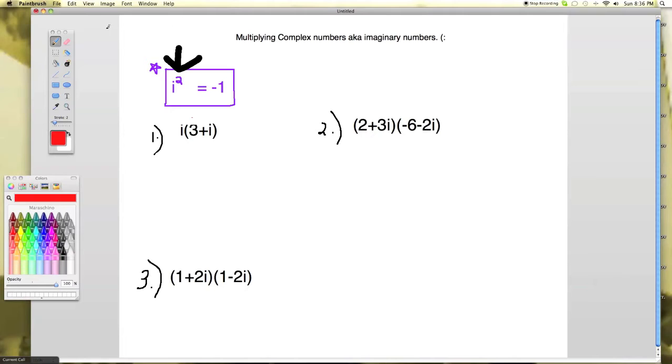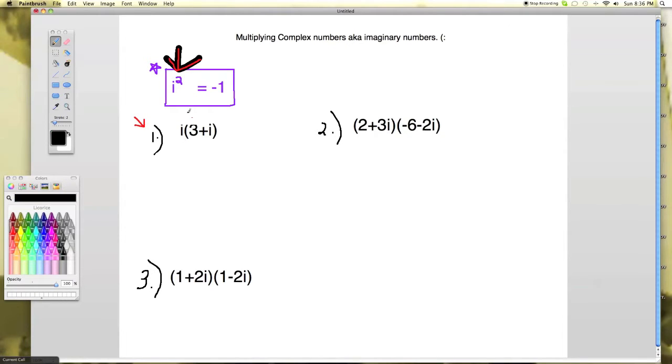We're going to start off by multiplying complex numbers, also known as imaginary numbers. And usually i is known as the imaginary number. What you need to know before you start multiplying these numbers is that i squared equals -1 all the time. So whenever you see i squared in any problem, just take that out and plug in -1 instead. And this is going to be our first problem.